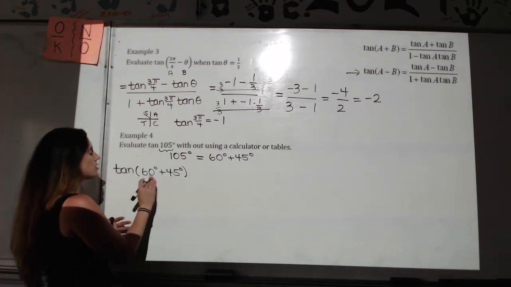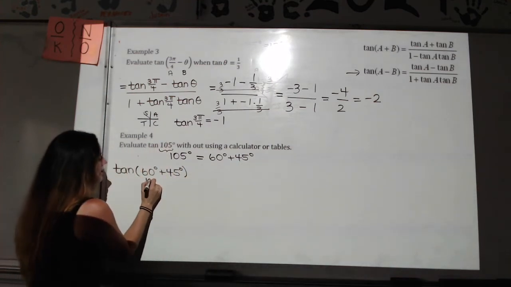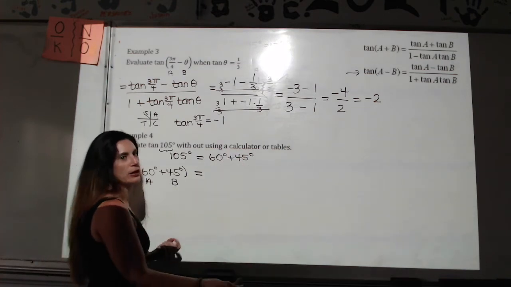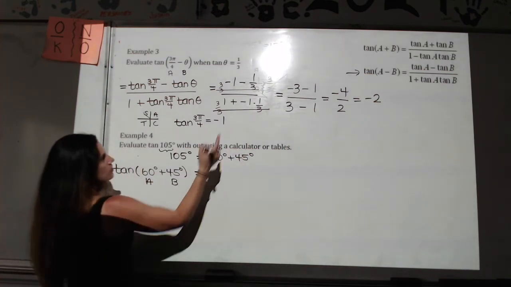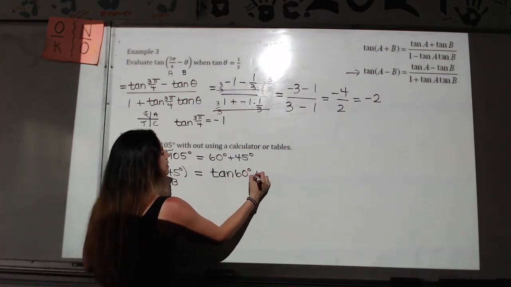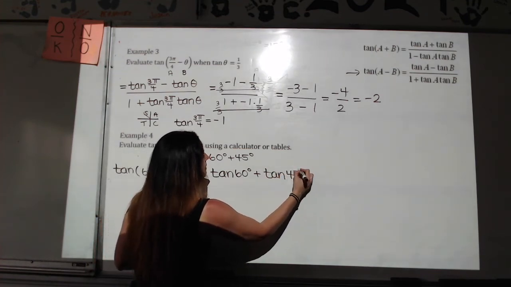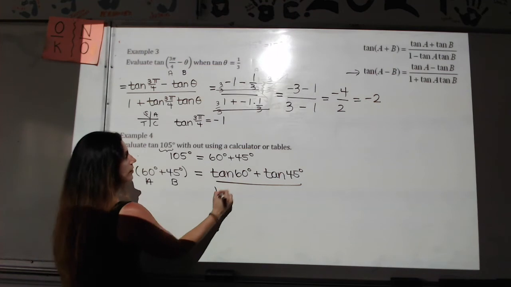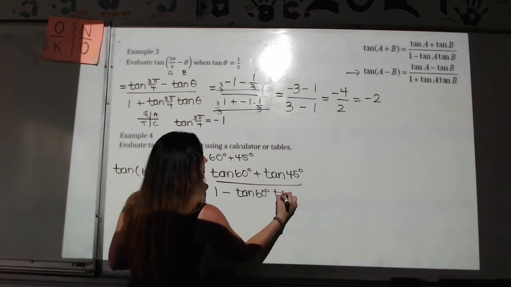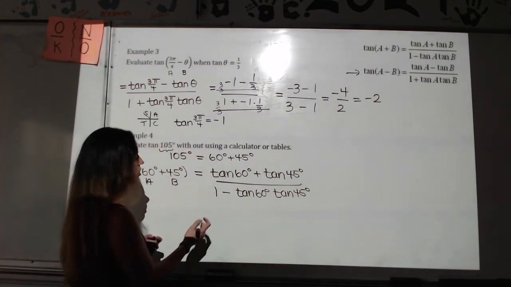It's super helpful. So if I can go ahead and apply a formula, conveniently, that first one will work, where A is the 60 and B is the 45, I can go ahead and evaluate. I won't need a calculator or a table. I just need my unit circle. Applying the formula, tangent of A, which is 60 degrees, plus the tangent of 45, because that's my B, over 1, this one has a minus in it, the tangent of 60 degrees, tangent of 45 degrees. Now the tangent of 45 degrees I know is 1.